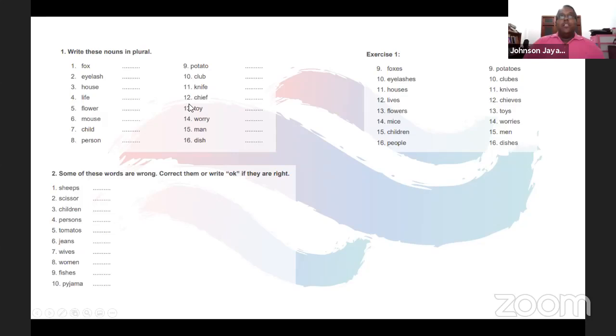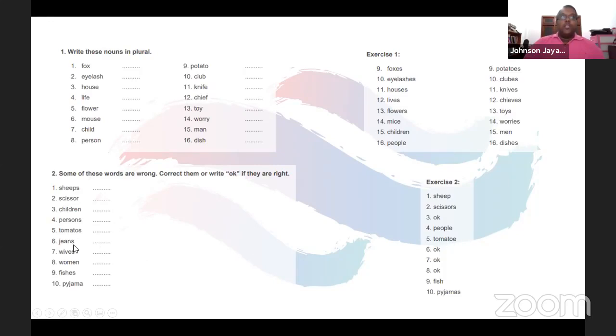Knives, chief, it should be chiefs, not chieves here. There's an incorrect answer here. Then toys, worries, man, men, dish, dishes. Next one, so sheeps should be sheep. Scissor, the plural of scissor is scissors. Children is okay. Persons, plural is people. Tomatoes, okay, it should be tomato. There's a spelling error here.